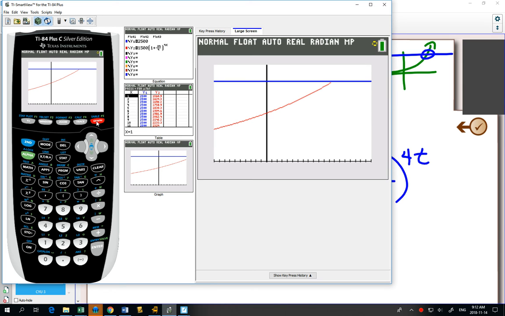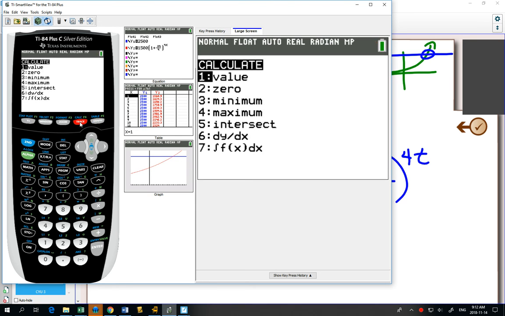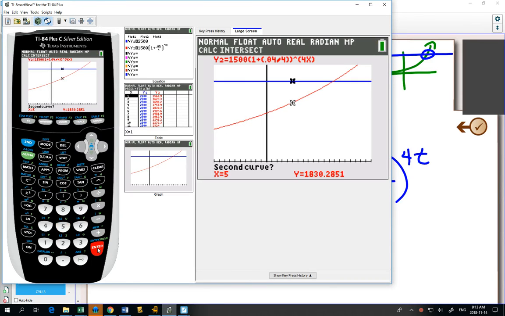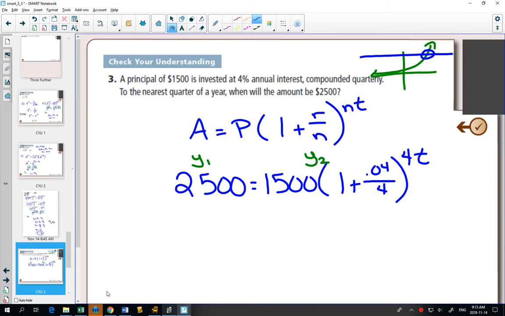Once you've got a window where they do cross, you're now going to be able to solve this, because you can solve it by going second, calculate above the trace button, number 5 where they intersect, enter on the first curve, enter on the second curve, enter when it says guess, 12.83. All right, questions for practice, but we're not going to work on these right now, are 12 and 13.